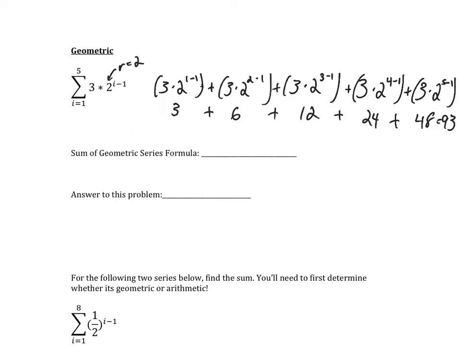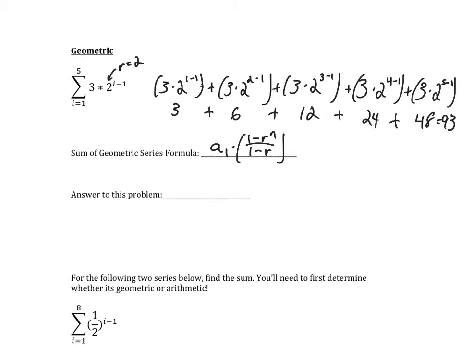My formula for the sum of a geometric series is simply a sub 1, the first term, times, and in parentheses, be careful, 1 minus r to the n. Again, n is how many terms you're summing up, which in this case is 5, and r is that 2 value in this case. So 1 minus r to the n, divided by 1 minus r. That will also give you the geometric summation, or the geometric series.